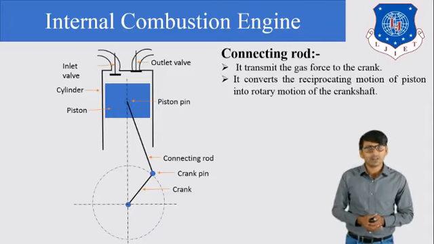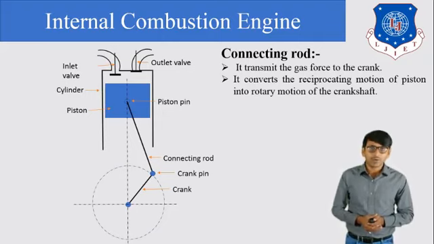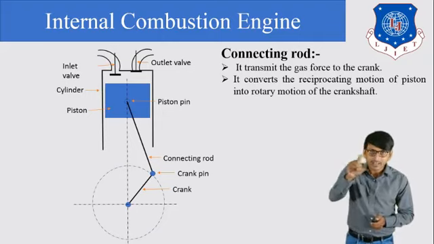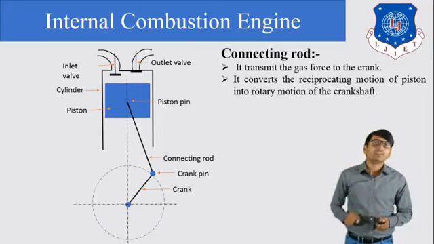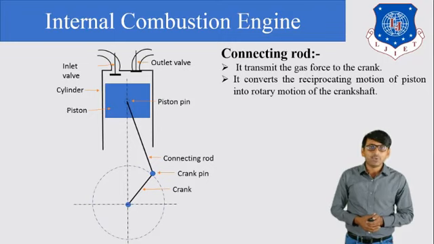Then the connecting rod. It transmits gas force to the crank. It converts reciprocating motion of the piston into rotary motion of the crankshaft. So it converts reciprocating motion of the piston into rotary motion of the crankshaft.